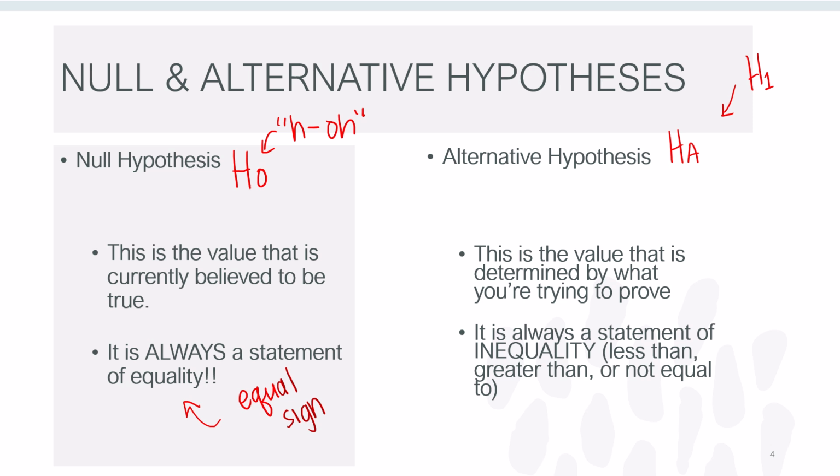Just like how the null hypothesis was always a statement of equality, the alternative hypothesis is always a statement of inequality. Our options here are going to be less than, greater than, or not equal to. Depending on the scenario of your problem, you might have a less than in your alternative hypothesis, you might have a greater than, or you might have a not equal to. If you struggle with these, make sure you write these down. That first one is less than. Second one is greater than. And then, of course, the last one is not equal to.